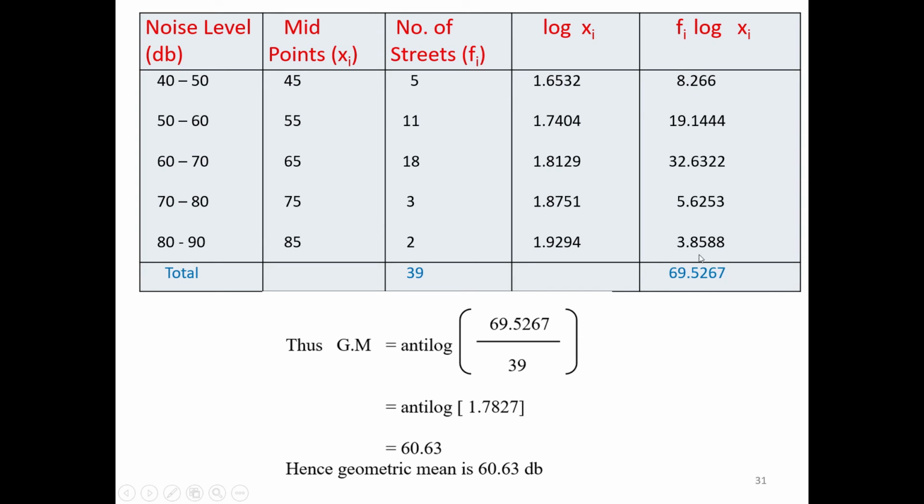Now we compute fi log xi, this column versus this column. We calculated it, and the sum works out to be 69.5267. So the geometric mean is the anti-log of 69.5267 divided by capital N, that is 39. So it is the anti-log of 1.7827, that is 60.63. So the geometric mean is 60.63 decibels for that city.